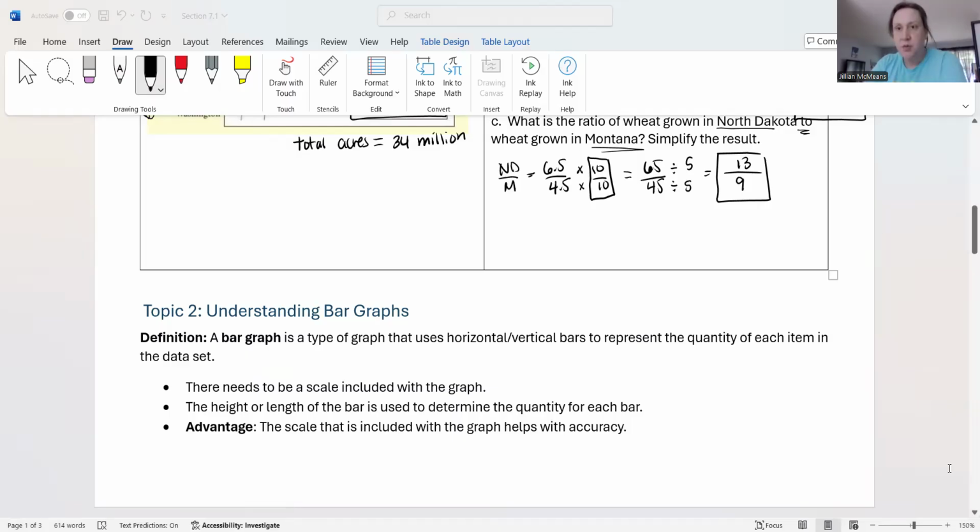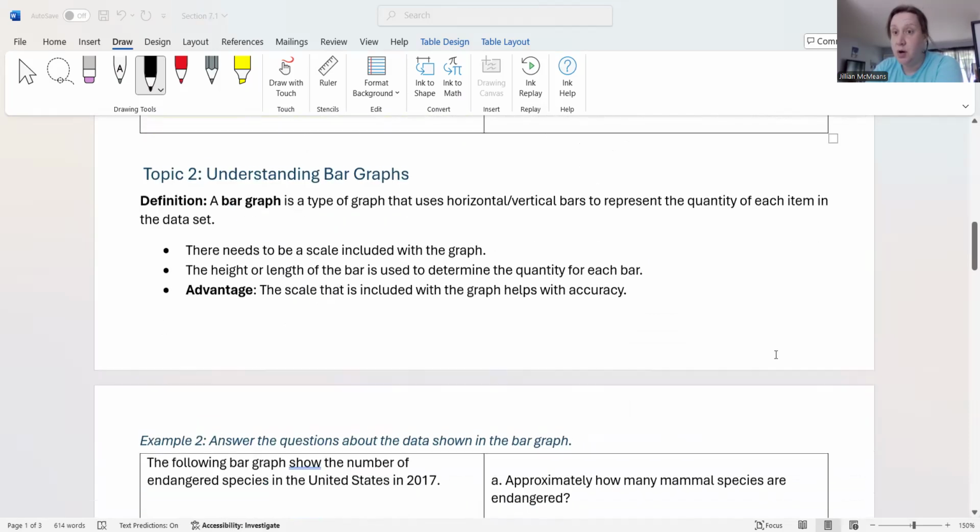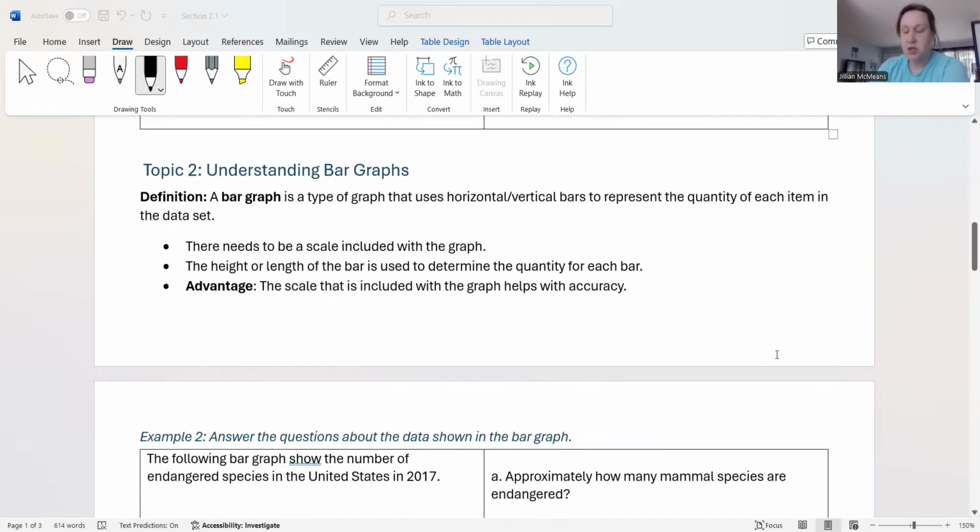Okay, for topic two, we're going to look at understanding bar graphs. As a definition, a bar graph is a type of graph that uses horizontal and vertical bars to represent the quantity of each item in a data set.